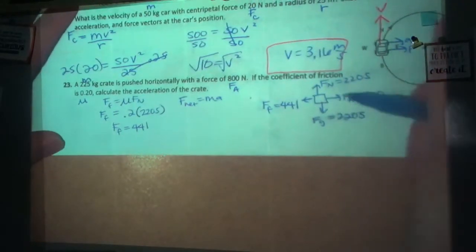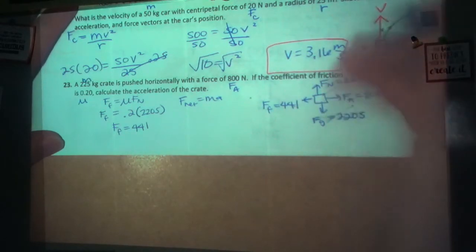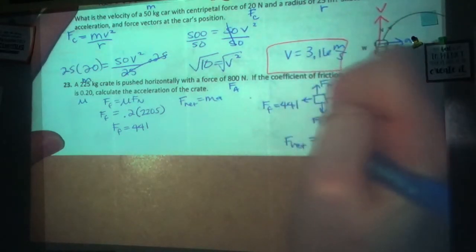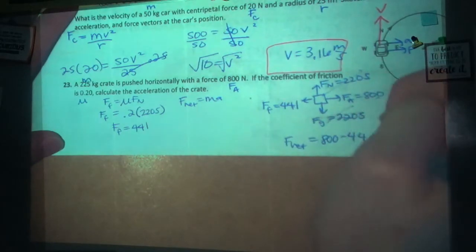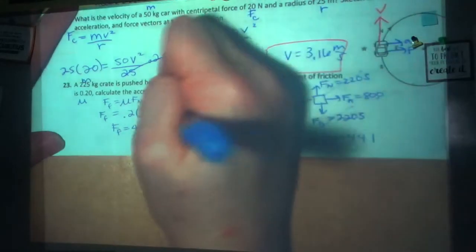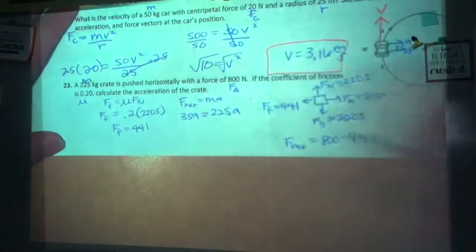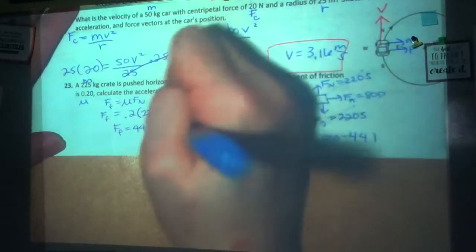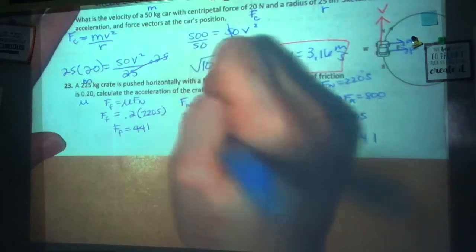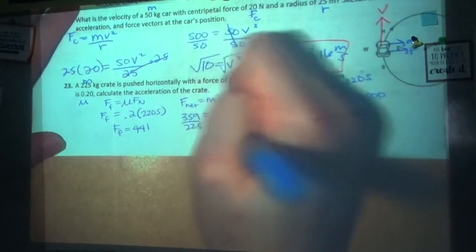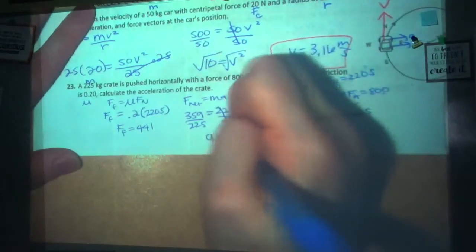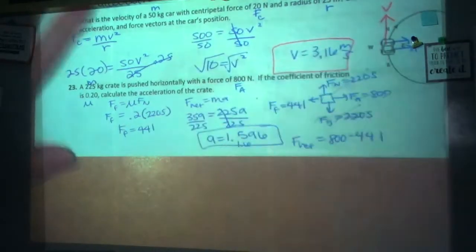Here, these are going to cancel up and down. I have 800 this way, 441 this way. So my net force is just 800 minus the 441. That gives me a net force of 359. My mass is still 225, and you divide the 225 over. And that's going to give me an acceleration of like 1.596, or you could just say 1.6. And that would be your answer.